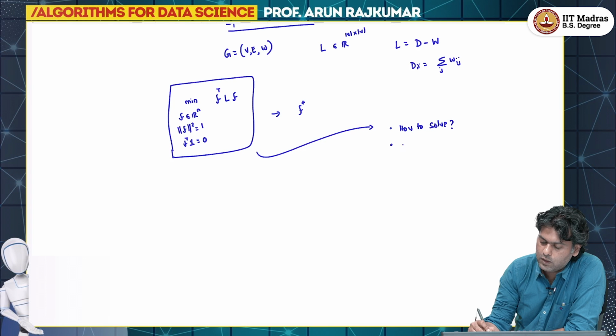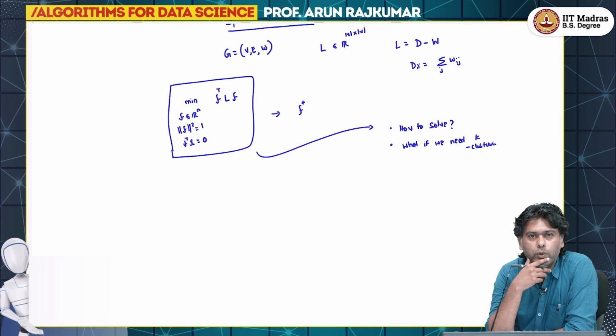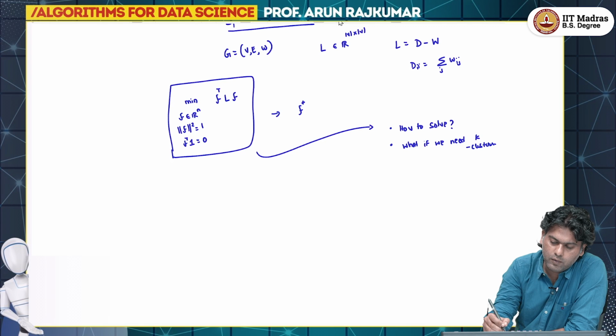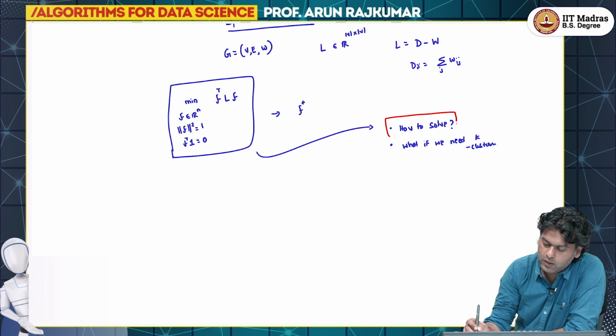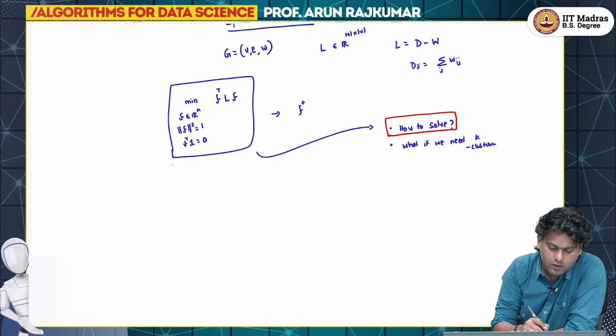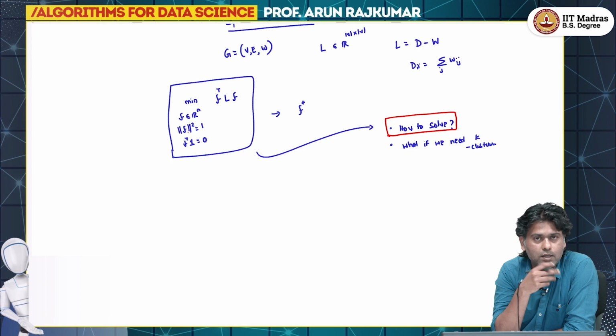The second question is what if we need k clusters instead of just 2, right? So what do we do if we need k clusters? Well, the first question, how to solve this, depends on how easy is this problem, right?